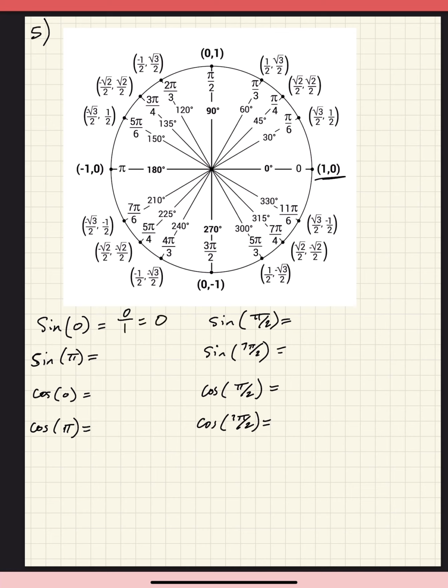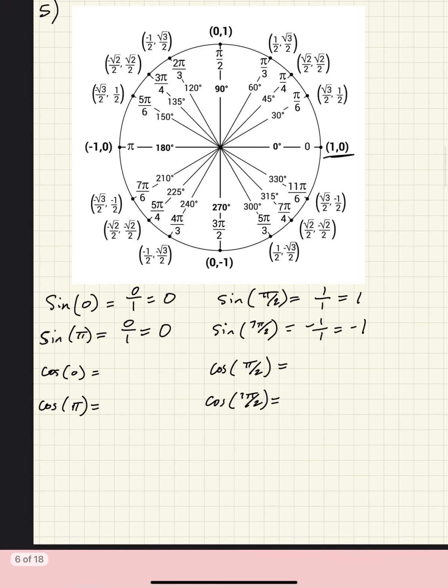At pi over 2, we have a vertical distance of 1 over the hypotenuse, 1, which gives us 1. At pi, we have a vertical distance of 0 over hypotenuse 1, which gives us 0. And at 3 pi over 2, we have a vertical distance of -1 over the hypotenuse 1, which will give us -1.